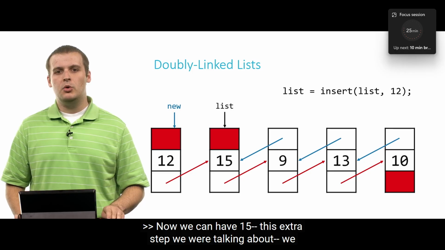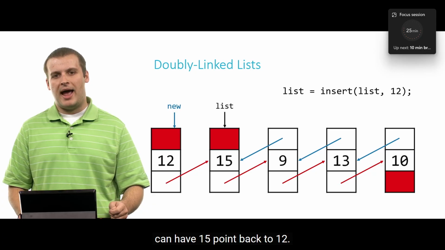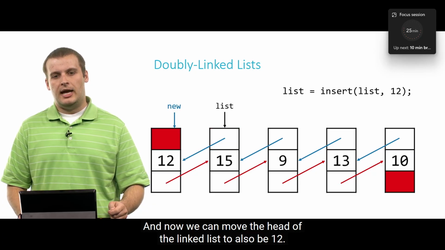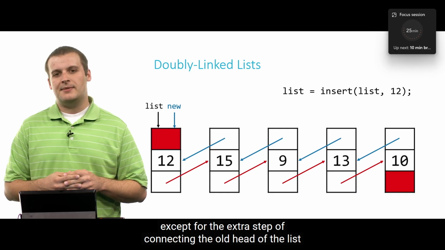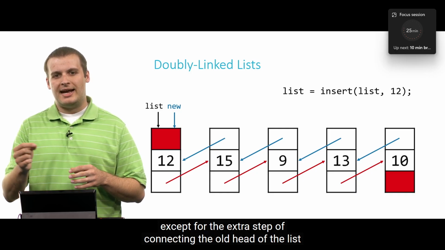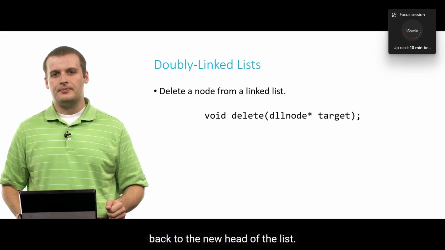Now we can have 15, this extra step we were talking about, point back to 12. And now we can move the head of the linked list to also be 12. So that's pretty similar to what we were doing with singly linked lists, except for accounting for the extra step of connecting the old head of the list back to the new head of the list.